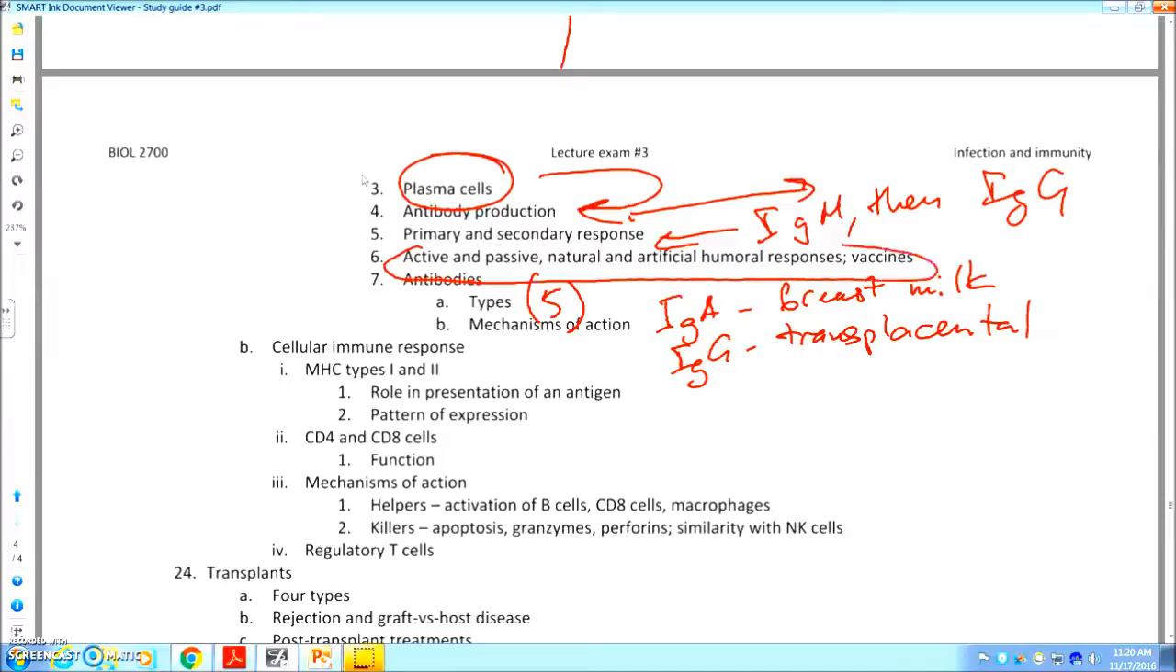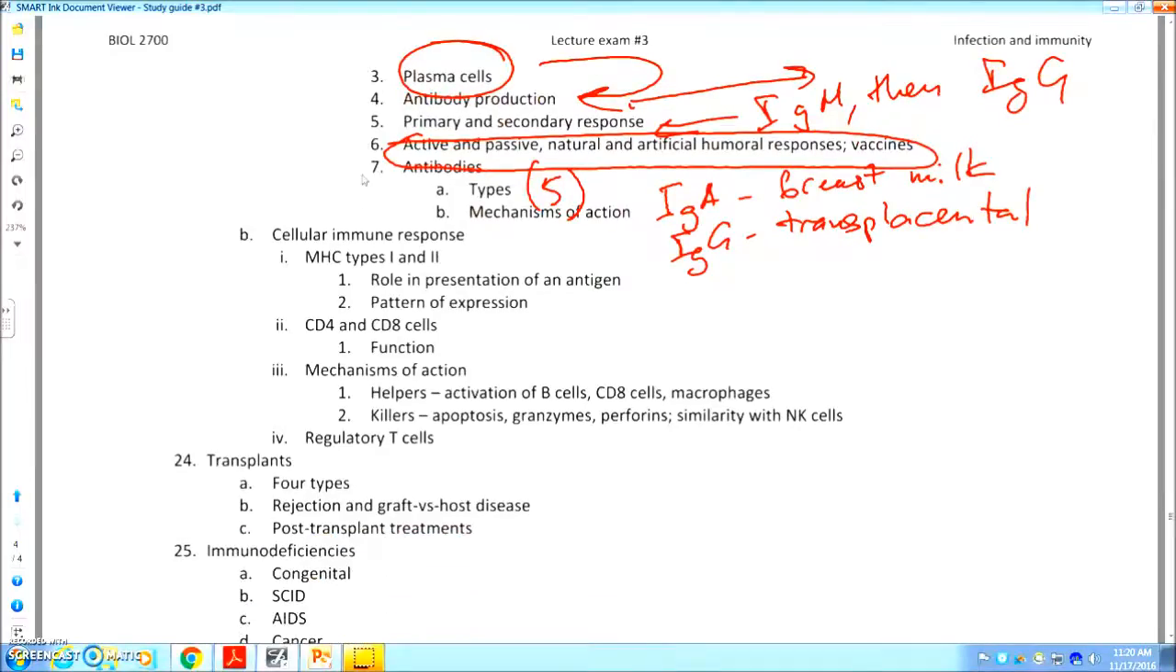Absolutely do this. I can promise one or two questions on active, natural, passive, artificial, and stuff like that. I'm going to give you a case, and you will pick a kind of response, or I'll ask you for the best example of an active artificial response, and you select which one.